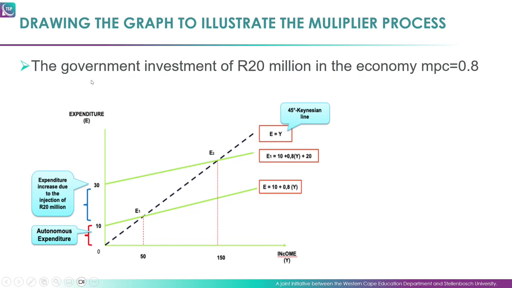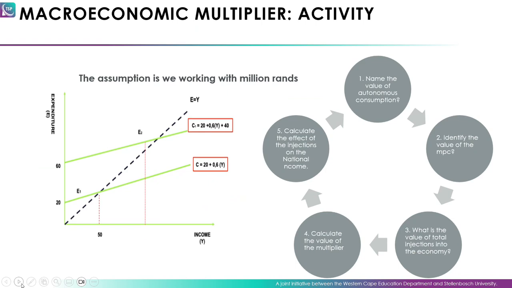So here, 20 million is being invested into the economy, and the marginal propensity to consume is 0.8. As I've already explained the whole graph, now let's move on to actually answering these questions. So the assumption now is that we are working with million rands. So this is 20 million, this is 60 million, this is 50 million that you see. That's the assumption that we are working with. Now the first question says, name the value of the autonomous consumption. Now, what is the value of the autonomous consumption from this graph that you see?